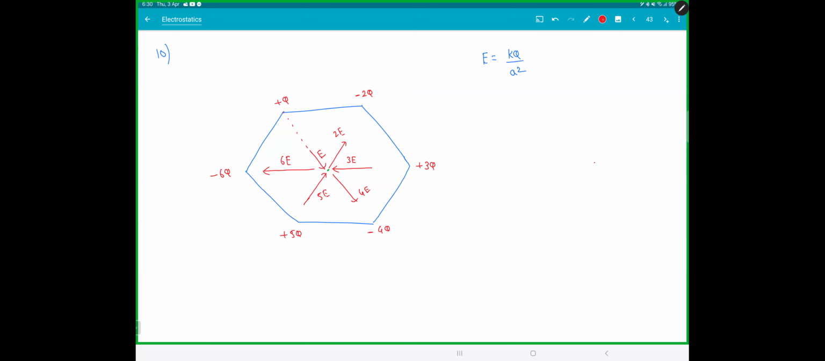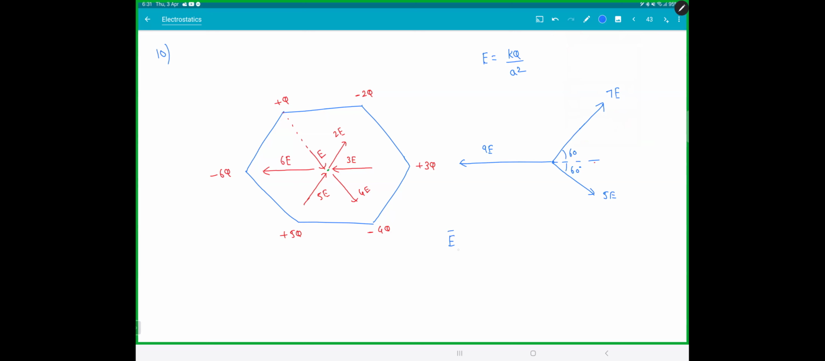Now if you add all the vectors here, you can clearly see, class, I gave you a problem like this. This is 5E, this is 7E, and this is 9E. And the angles between them are 60 and 60 here. Make sense? So you're done.